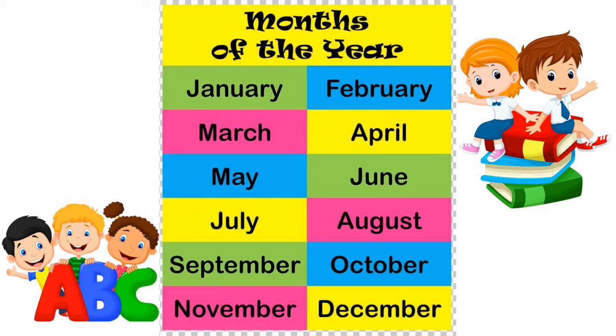For the months of the year, January, February, March, April, May, June, July, August, September, October, November, and December. In what month are we now?